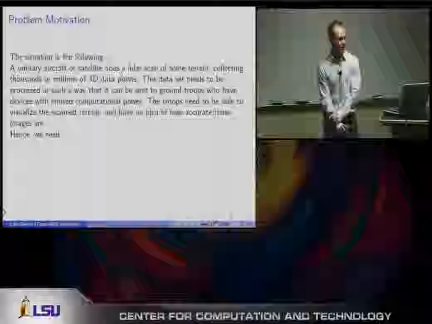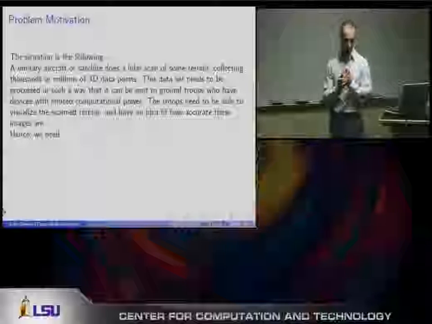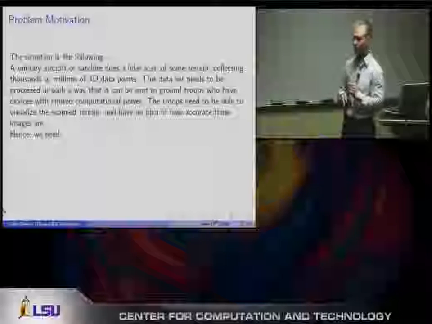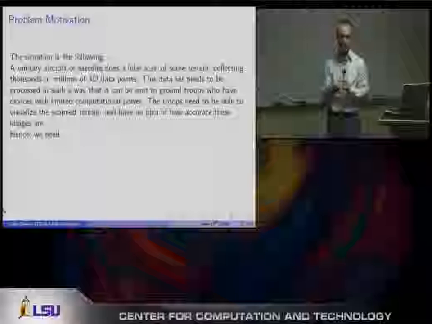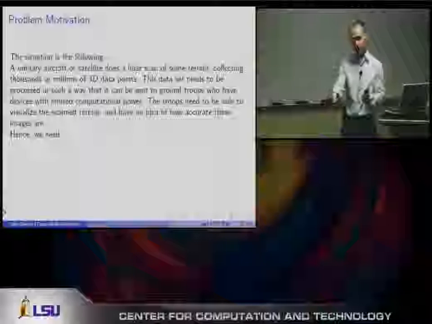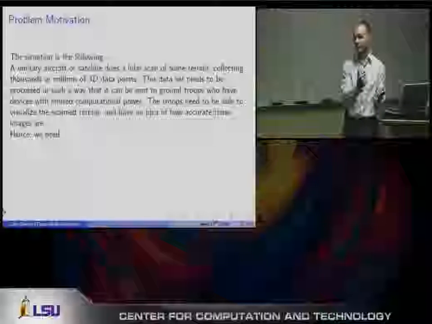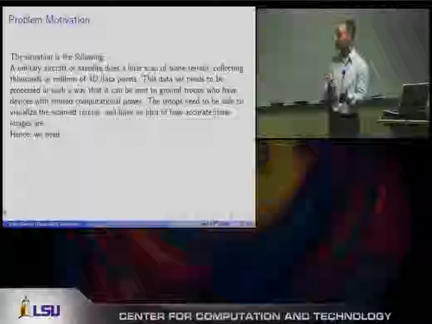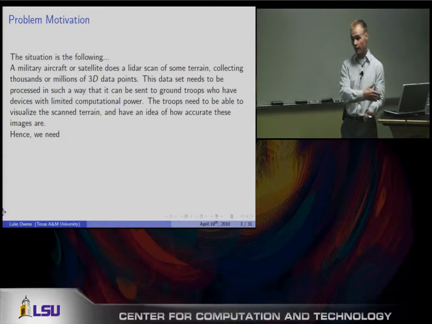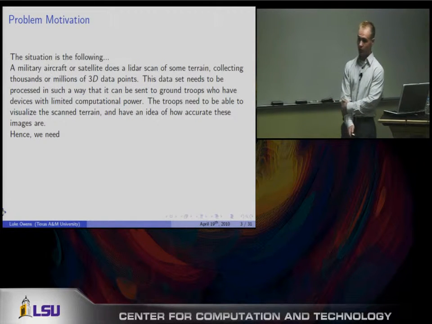All right, so here's our situation. A military aircraft or satellite, and they're really big in unmanned aircraft, so we'll say an unmanned military aircraft will fly over some terrain and collect data. And what it's doing is just a LiDAR scan. So this is just a scanner that hits a surface and basically returns the XYZ coordinate of that surface. All right, so you can have thousands or probably millions of data points, right? Because it's just doing the scanning and it keeps hitting. And you just get a ton of information returned to you.